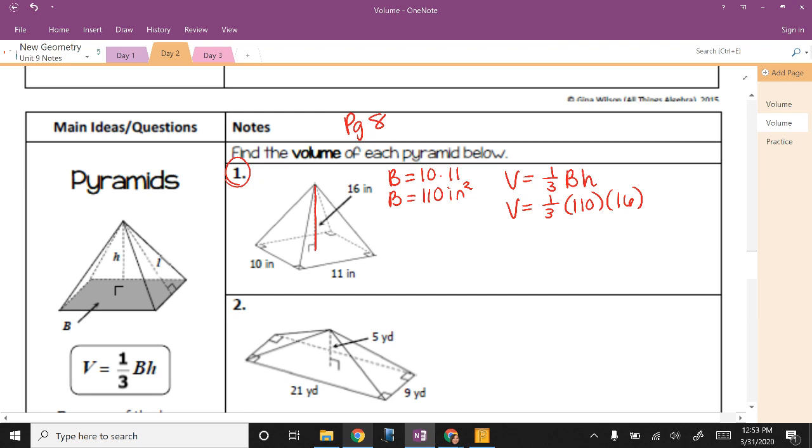So I use my calculator. I type in 1/3. So you can do 1 divided by 3 in parentheses times 110 times 16. And I'm going to round that. Volume is approximately 586.7 because it's 0.6 repeating cubic inches. So that's how you find the volume of a pyramid. You do 1/3 times the area of the base, whatever shape the base is, and times the height.